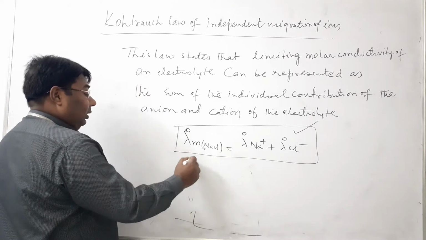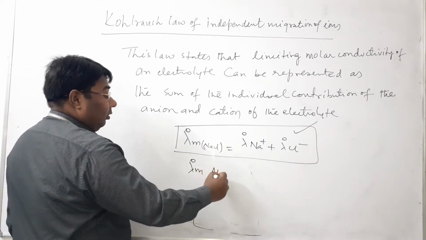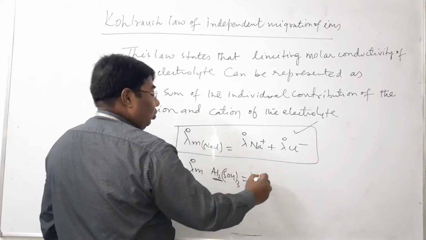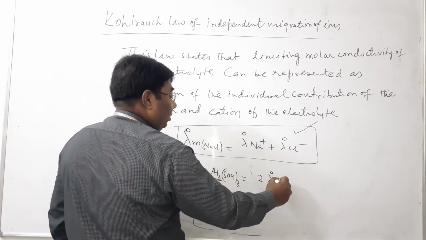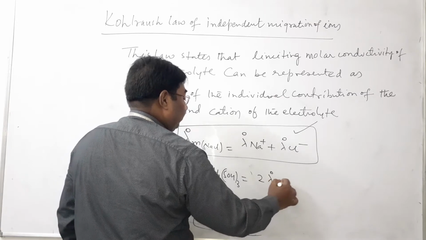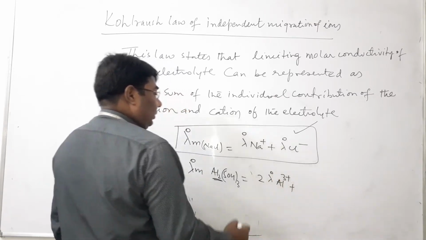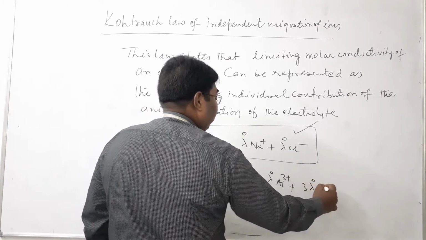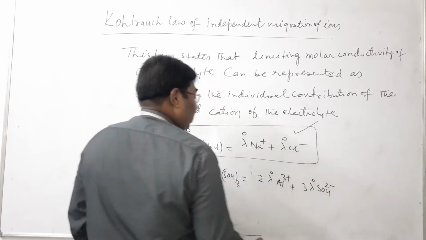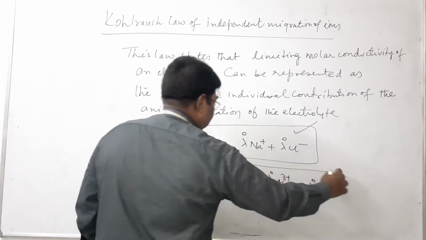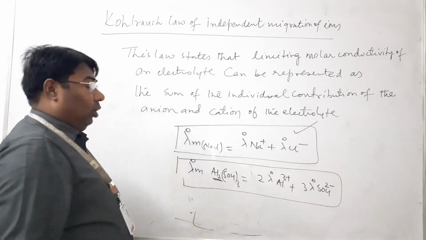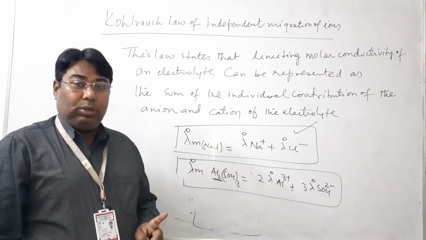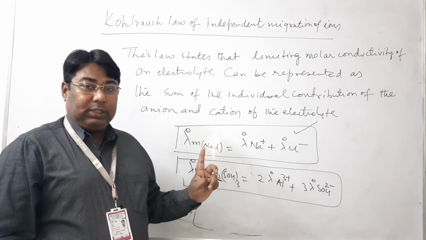Similarly, suppose that you want to find out the limiting molar conductivity of aluminum sulfate. In this case, how many aluminum ions? 2. So 2 lambda naught Al plus 3, plus 3 lambda naught SO4 minus 2. So in this way you can find out the limiting molar conductivity of aluminum sulfate. This is the Clausius' law of independent migration of ions. I think that all of you understand.